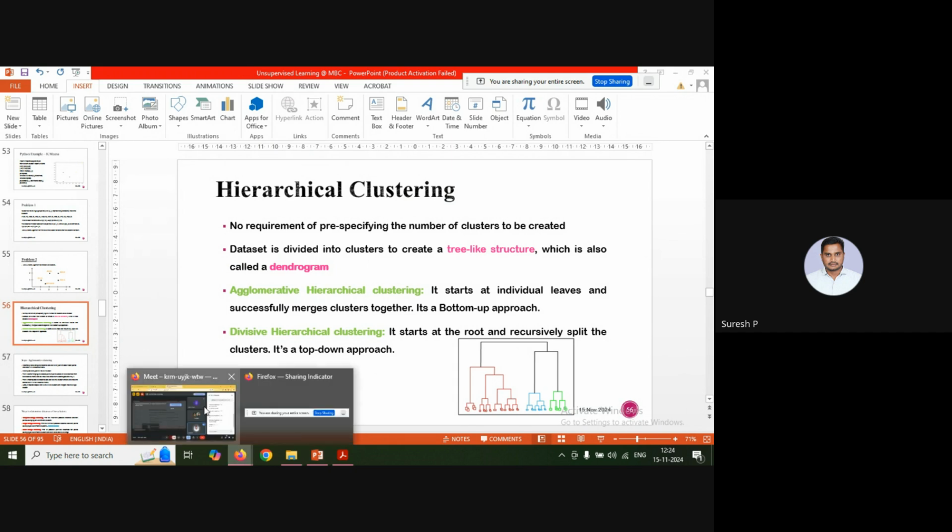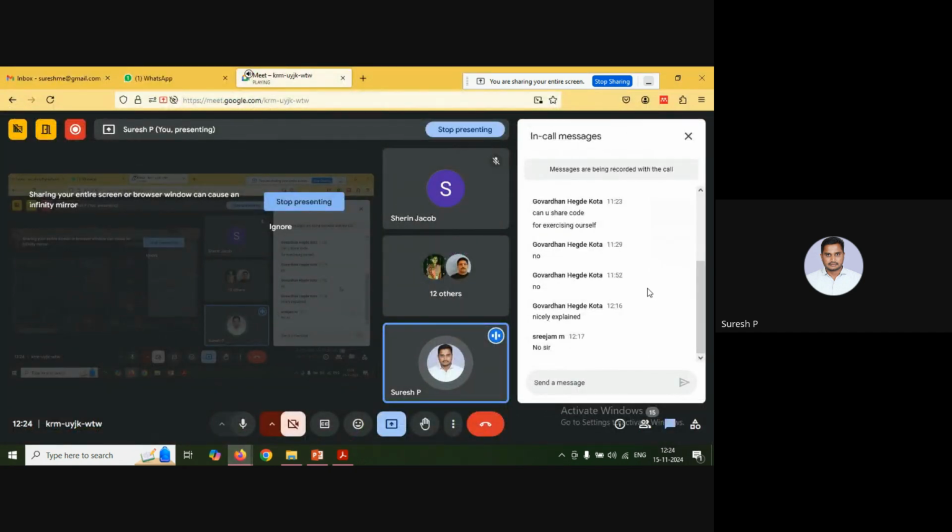Next, we will have the hierarchical clustering algorithm. The hierarchical clustering algorithm will be explained in the afternoon session. So now the morning session is going to be over. In the afternoon, we will discuss hierarchical clustering and density-based clustering, and also the measures or metrics used for evaluating clustering algorithms.